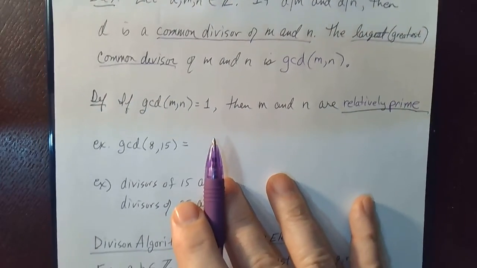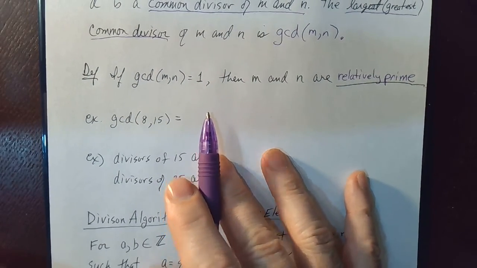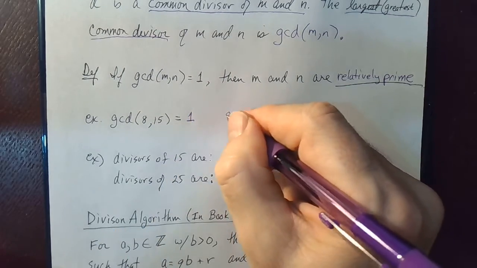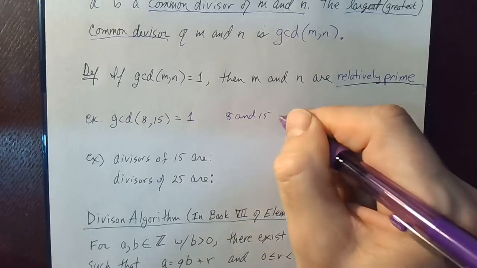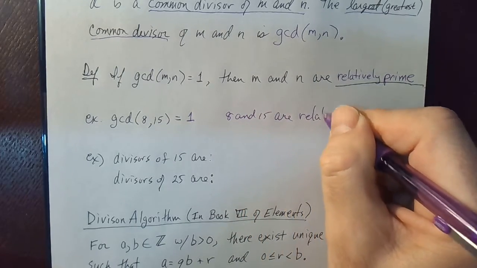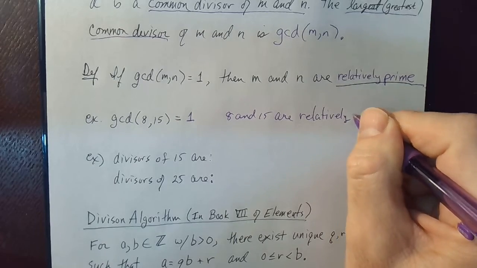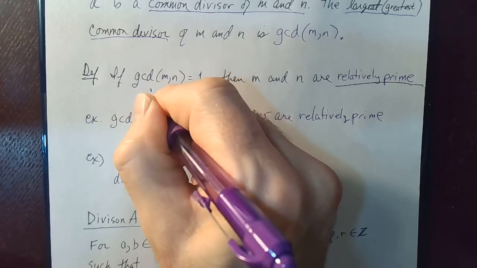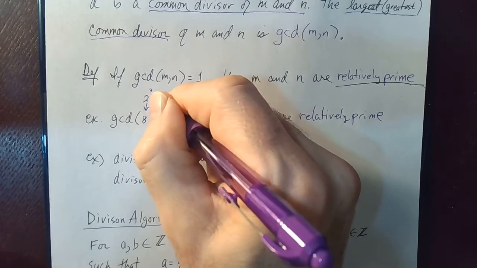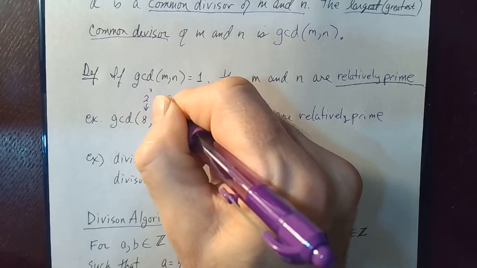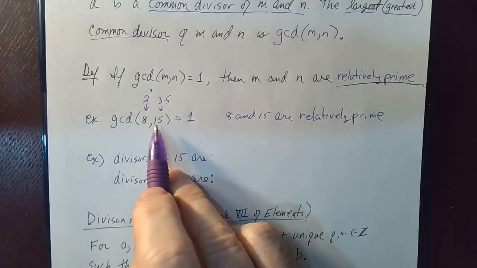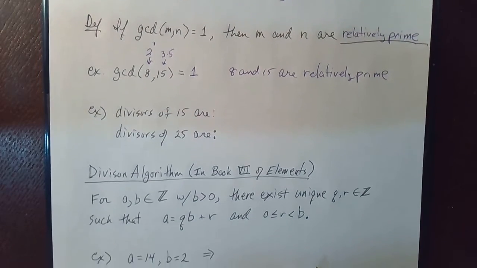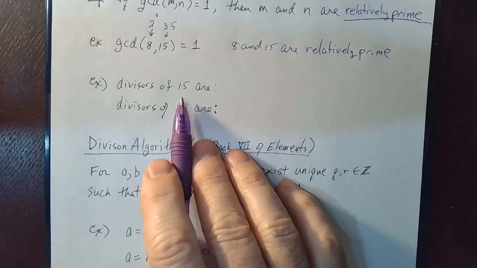So as an example, the greatest common divisor of 8 and 15, well, what would that be? 1. So 8 and 15 are relatively prime. 8 would be 2 to the third power, and 15 would be 3 times 5. So they share no common factors, of course, other than 1. So they're relatively prime.